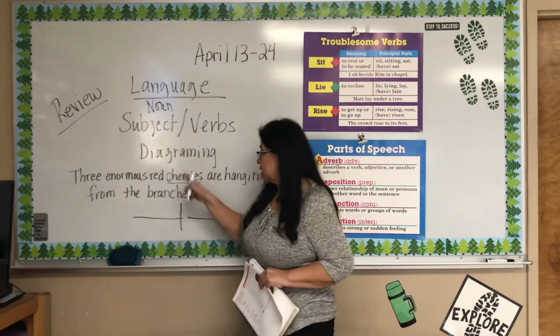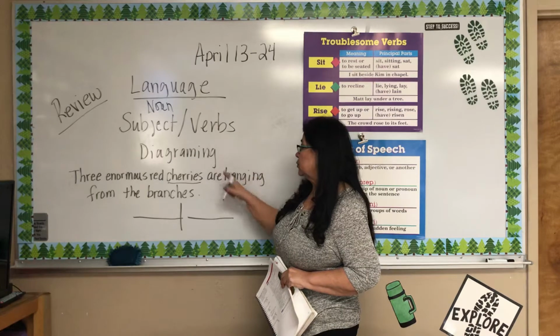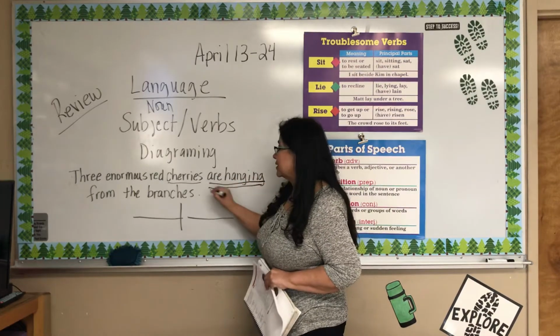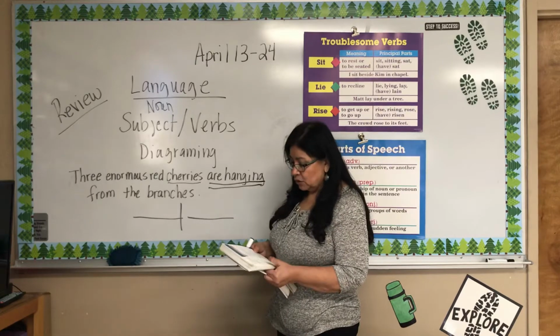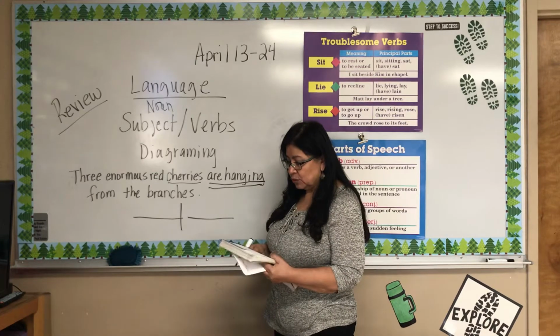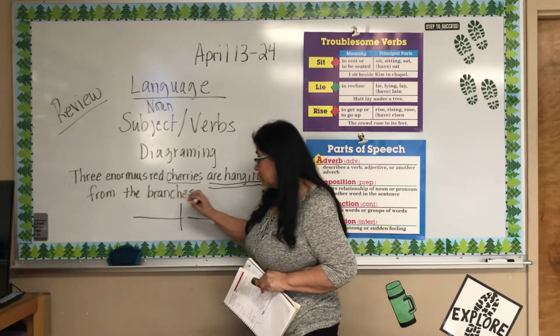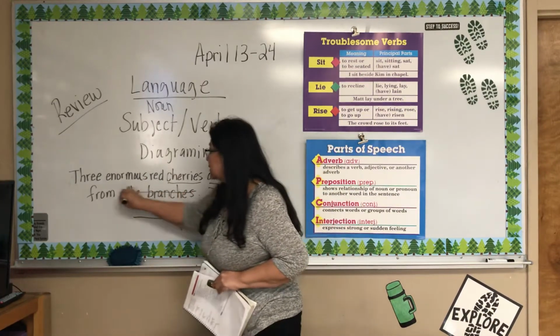Okay, so what are they talking about? The subject, your cherries. What are they doing? They're hanging. They are hanging. You underline it twice. Okay, and then you're going to draw a line through your prepositional phrase. What is your prepositional phrase? From the branches. So you're going to cross this out.